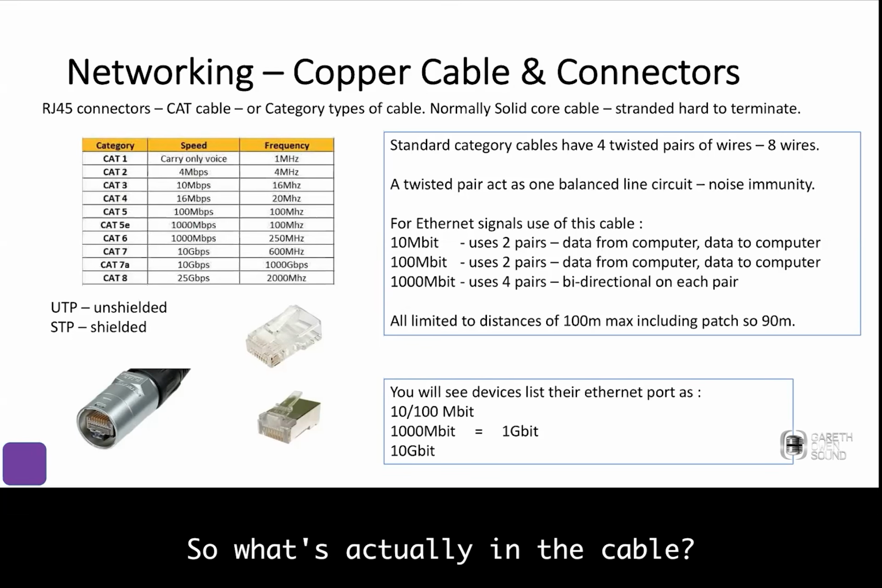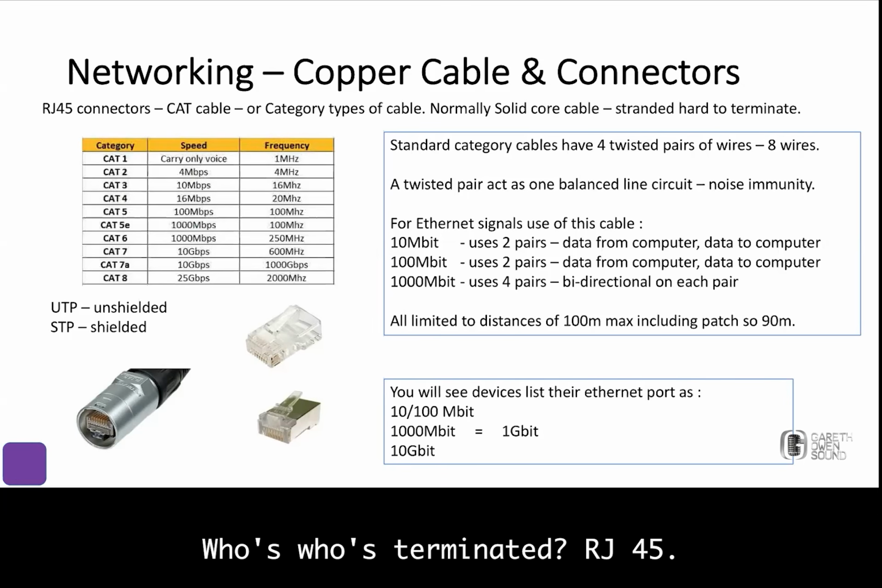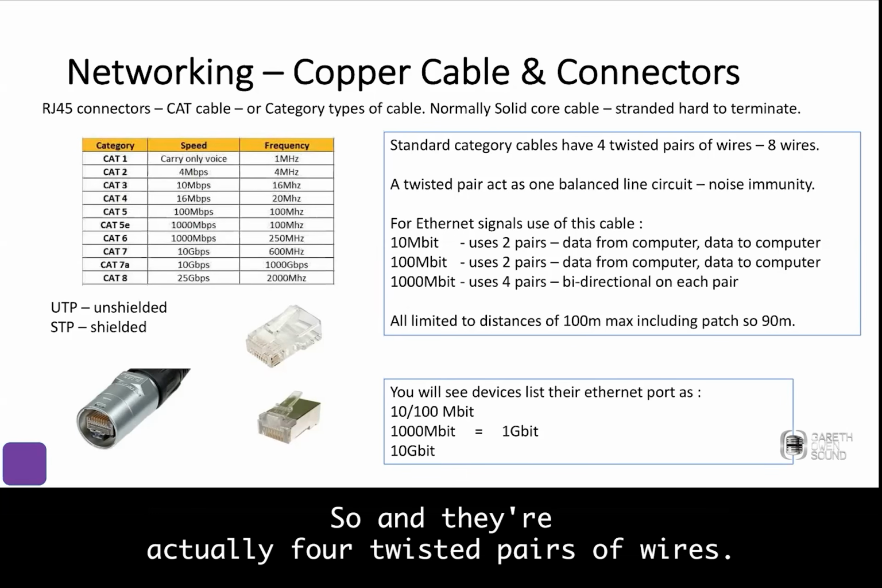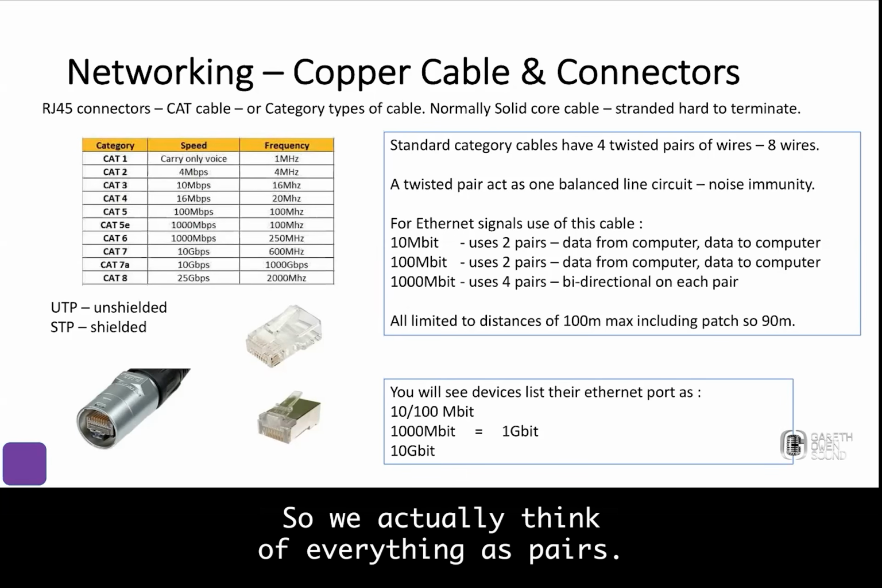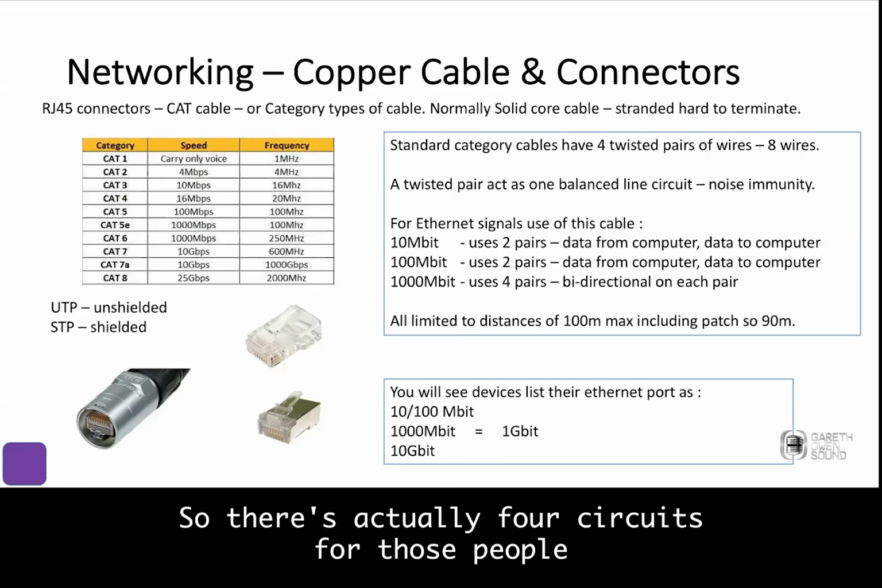So what's actually in the cable? How many wires in a normal Cat cable? Who's terminated an RJ45? 8 wires. And there are actually 4 twisted pairs of wires. So we actually think of everything as pairs. 4 twisted pairs of wires. So there's actually 4 circuits.